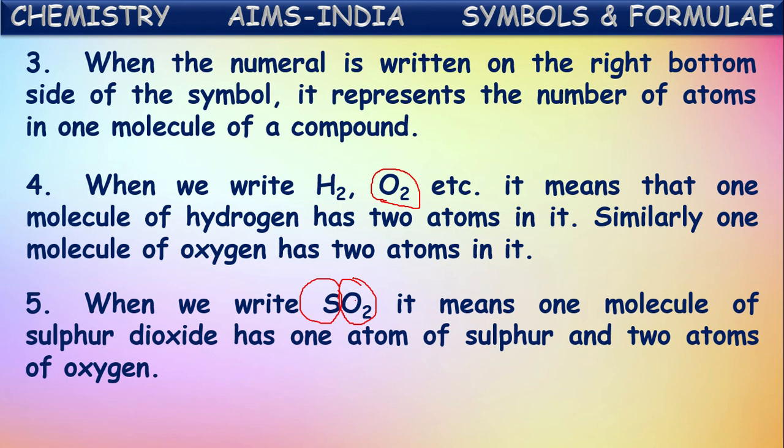So in this way, if a number is written at the right bottom side of the symbol of an element, that represents the number of atoms of that element present in one molecule of that compound. So here we can say one atom of sulfur is present and two atoms of oxygen are present in one molecule of sulfur dioxide. Got it?